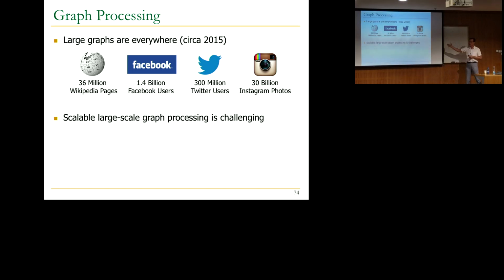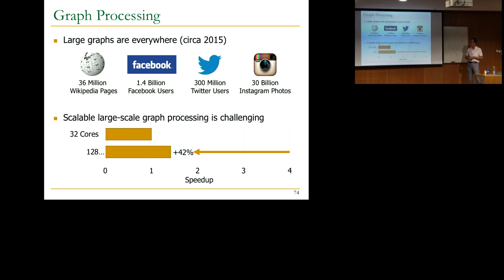Scalable graph processing is actually challenging. This is some result in the paper, basically. We've shown that with PageRank-like graph computation, you can throw cores at the problem. You can quadruple the number of cores, and the benefit you get is very little, about 40% performance improvement.